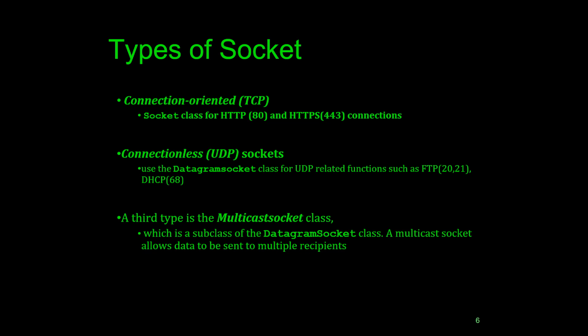The connectionless UDP sockets are used for protocols such as FTP and DHCP, which exist on ports 20, 21 and 67, 68, and it is imported and used as a datagram socket. The third type is the multicast socket class. Some people find it confusing, but it's just a datagram socket class, a subset of it. It is mostly designed to be used for sniffing and other kinds of protocols that you can modify with third-party applications.